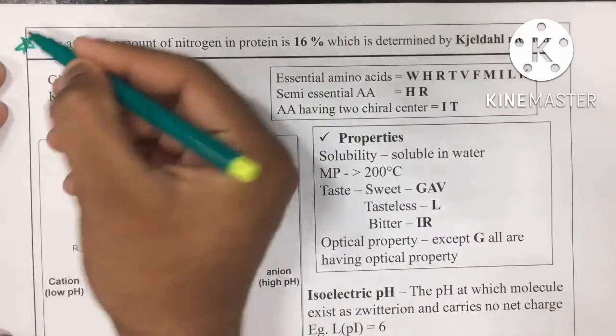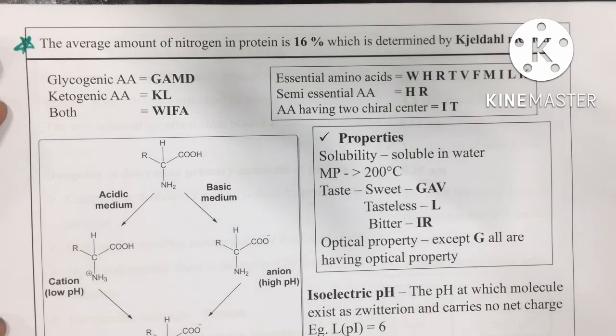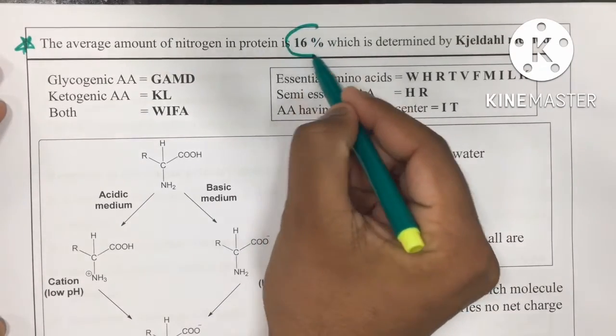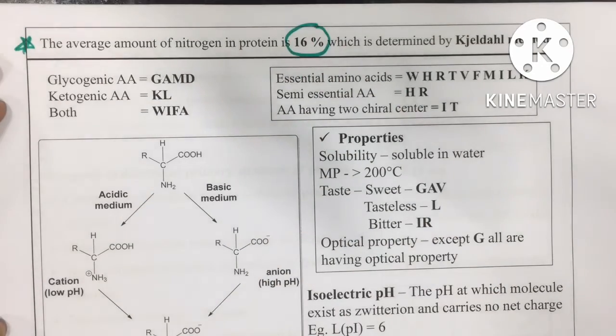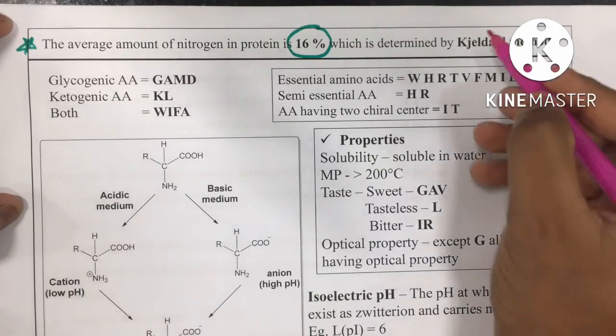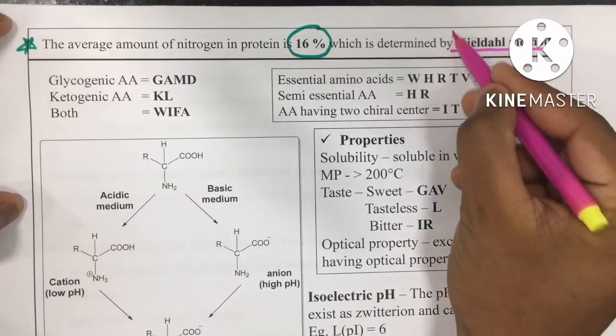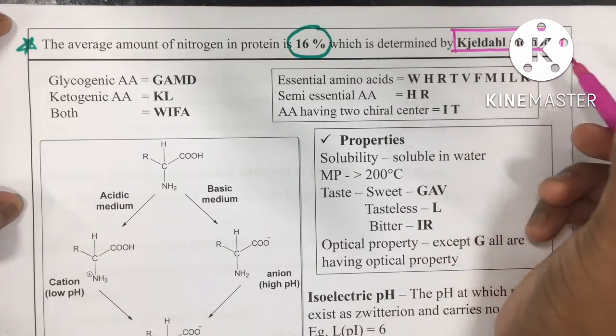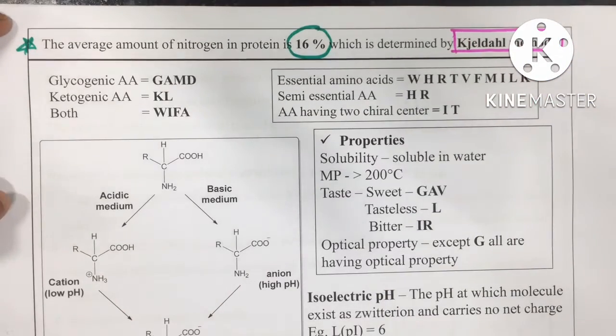Okay, then we will see some important points regarding the amino acids. First of all, the average amount of nitrogen in a protein is 16%, which is determined by the Kjeldahl method, right? As we know, the Kjeldahl method is mainly used for the estimation of nitrogen in a compound. So very important, Kjeldahl method. And how much? It is 16%, right? The average amount of nitrogen in protein is 16%.